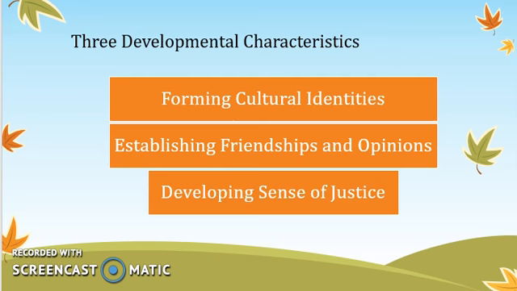So the three developmental characteristics of young adolescents that make it an optimal time for teaching about diversity are that this is a time where cultural identities are being formed, where students are establishing friendships and opinions about other people, and where students are also developing a sense of justice and fairness. So let's look at each one of these characteristics specifically, and also look at the specific ways we can teach in light of each of these characteristics.